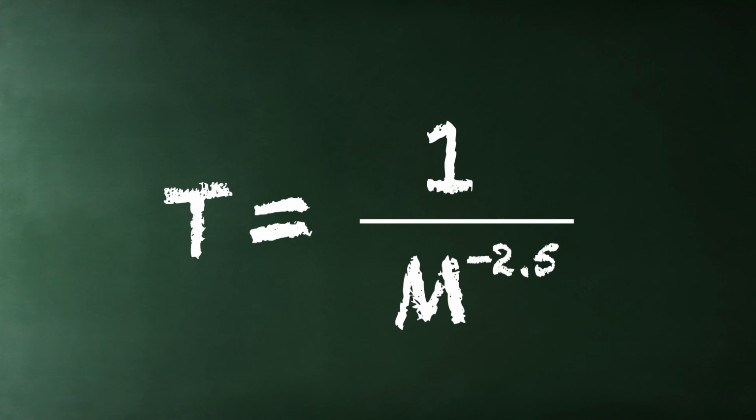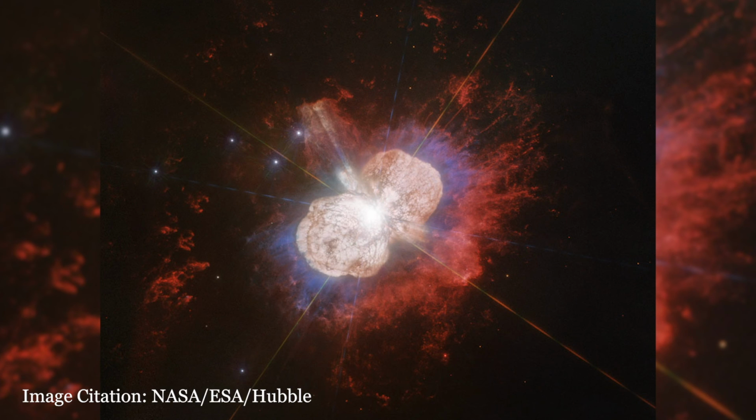We are left with an equation that says the lifetime of a star is equal to 1 over mass to the 2.5 power in solar units. M is in solar masses, and T is in solar lifetimes, which for each solar lifetime is 10 billion years. So when the mass is big, the lifetime of the star is short, and when the mass is small, the lifetime is very long.